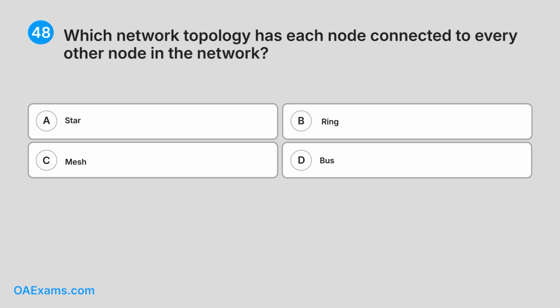48. Which network topology has each node connected to every other node in the network? A. Star. B. Ring. C. Mesh. D. Bus. Do you know the answer?